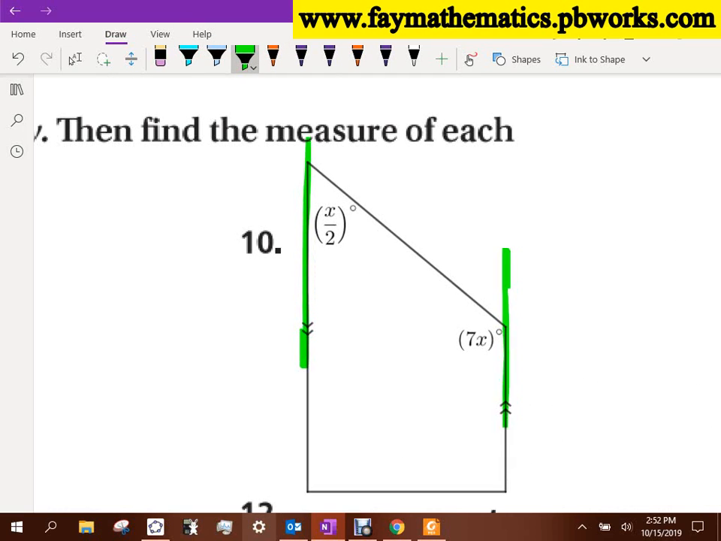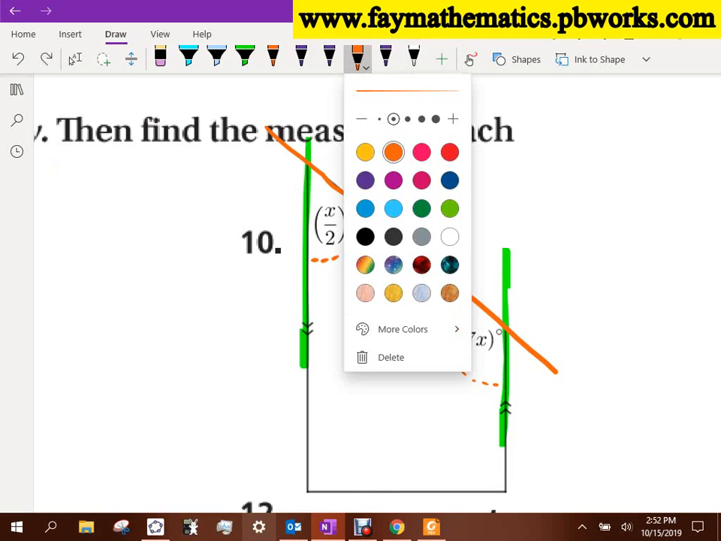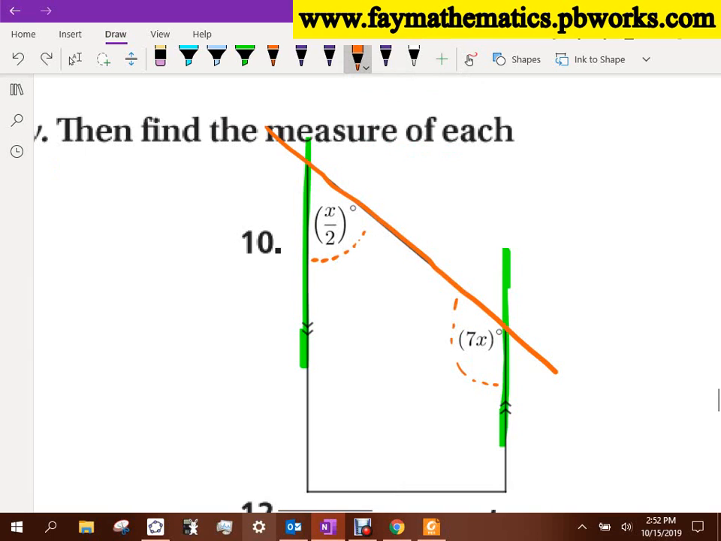Parallel line, and that guy's our transversal, right? So what is the relationship between that angle and that angle? They have to add to 180. So I got x over 2 plus 7x equals 180.